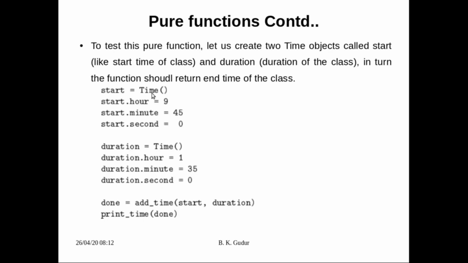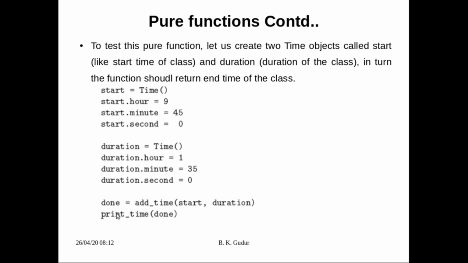Here start is a newly created object. So we have initialized this, and this is the starting time and this is the duration: 7 hours 35 minutes and 0 seconds. Done. This is the end time, so when that event will be finished. add_time is start, comma, duration. Print time is going to print the end time of that particular event.